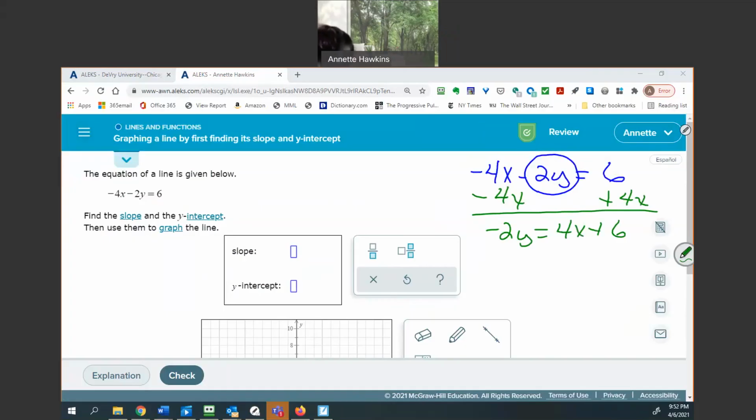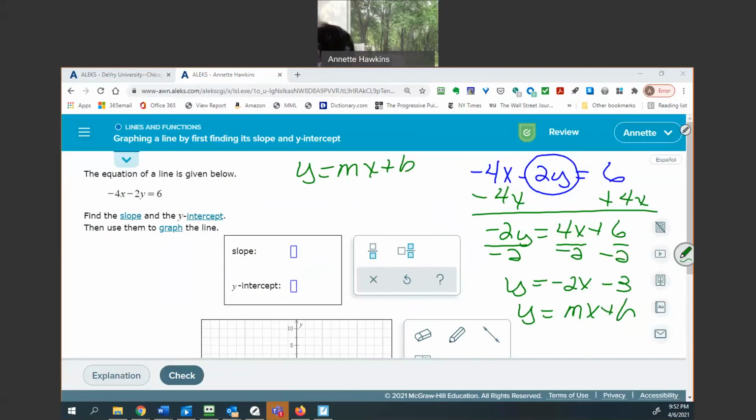I want to put the x in front of the number, so it'll be in the form y equals mx plus b. Now I divide everything by negative 2. A negative divided by a negative is a positive. Positive divided by negative is a negative. So y equals mx plus b. So my slope is negative 2. The y-intercept is negative 3.